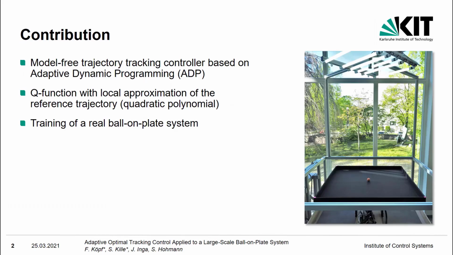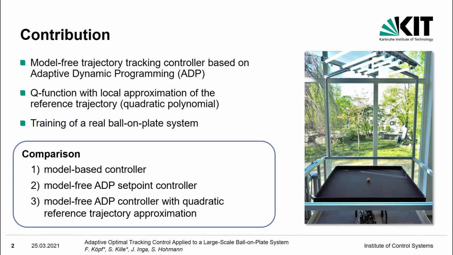In this work, we present a model-free adaptive dynamic programming controller that learns to track desired trajectories optimally with respect to a given objective function. We therefore present a Q function which explicitly incorporates a local approximation of the reference trajectory. We apply the model-free ADP algorithm to the real-world large-scale ball-and-plate system, which can be seen on the right.